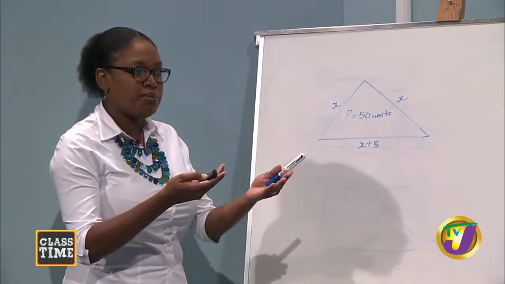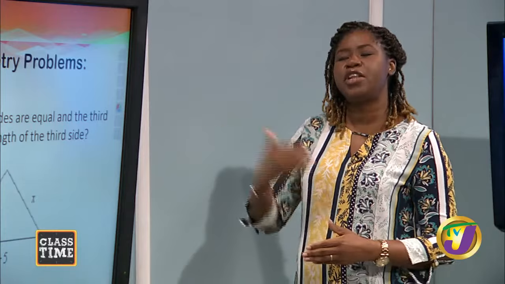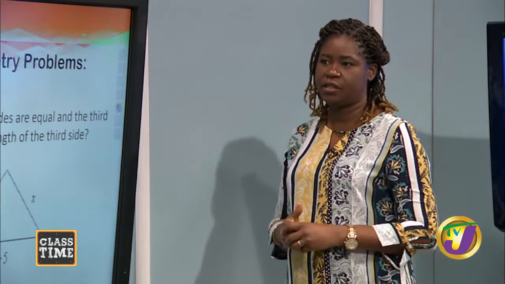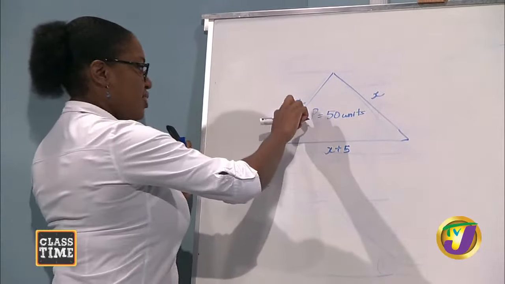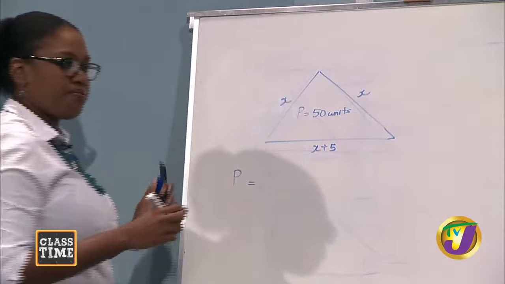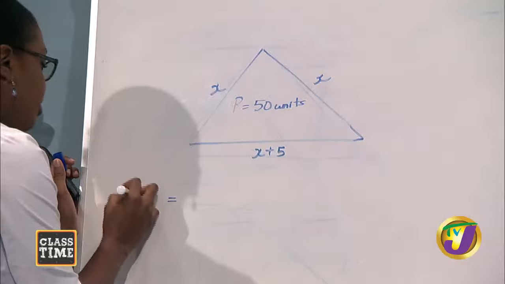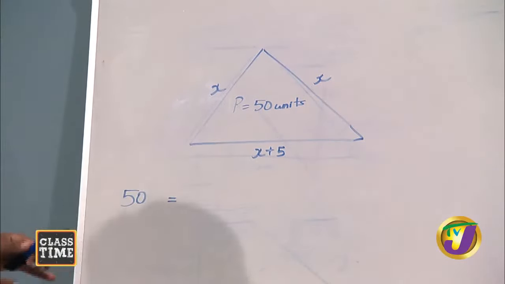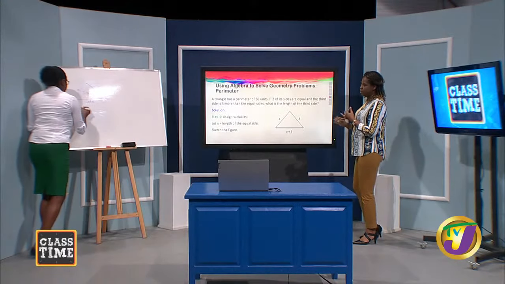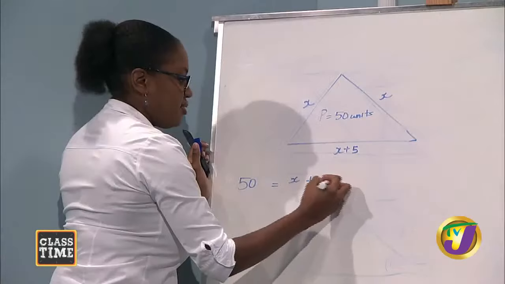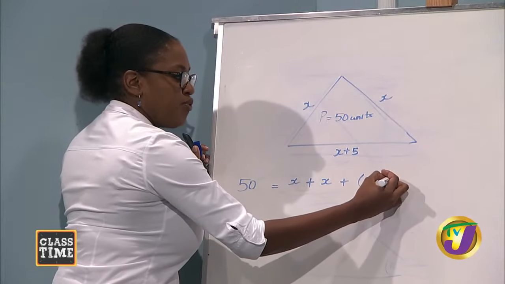So how do we find the perimeter of a triangle? Perimeter is the total distance around the figure. So we would add all the sides. I'm going to use P for perimeter. Since you have the perimeter as 50, we could just write 50. I'm going to ignore the units for now. One side is x, and we're adding another x, plus we're adding x plus 5, which I'll put in brackets, and then we can remove the brackets after.